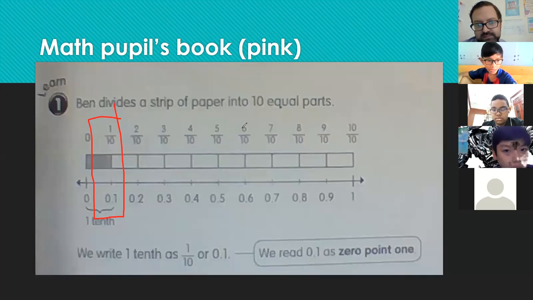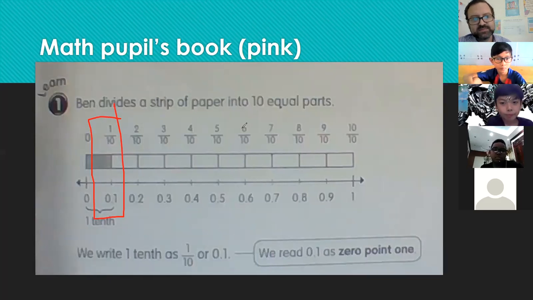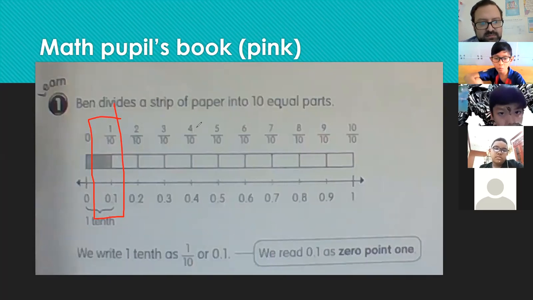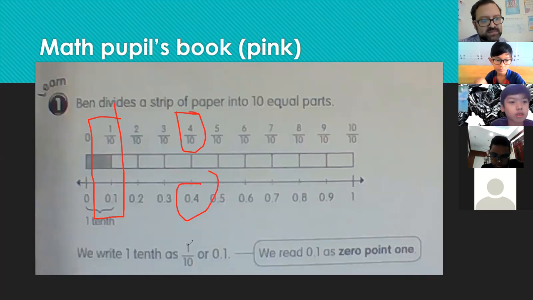No, 0.1 is not 0.10. It's not 0.01. No, that's a different number, Domi. I'm talking about tenths. This number right here, 4/10, is equal to 0.4. Okay, you're talking about something different.